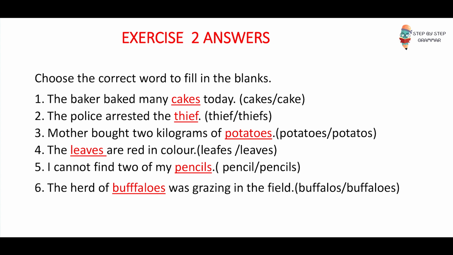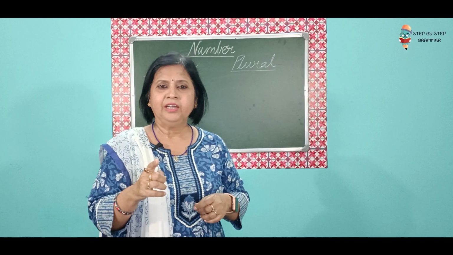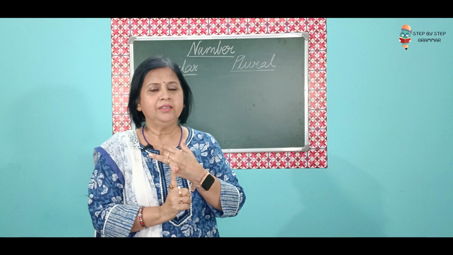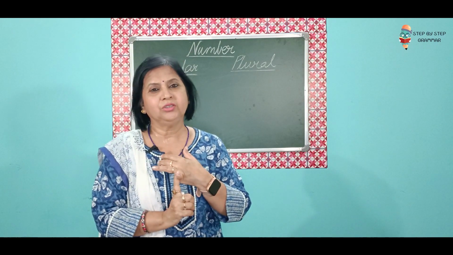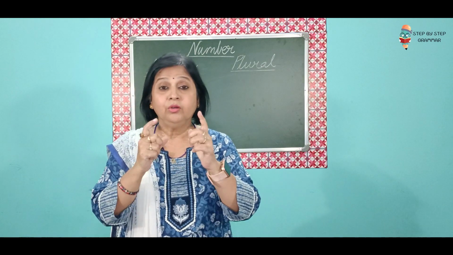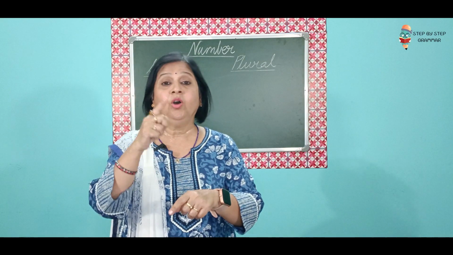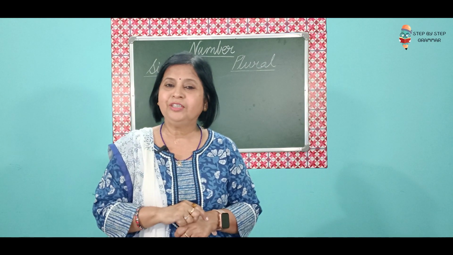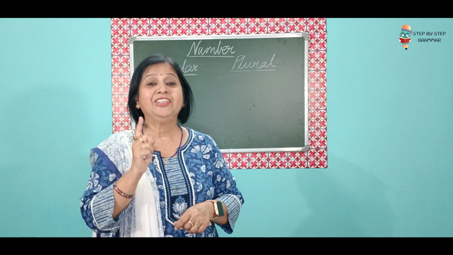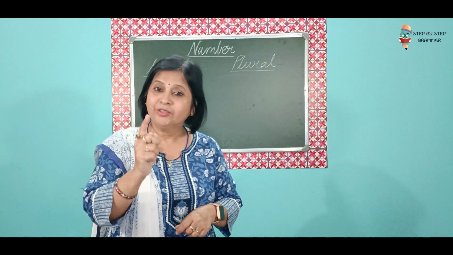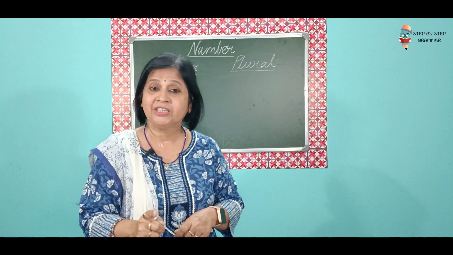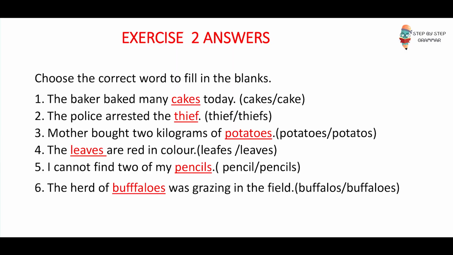The next one, the police arrested the dash. And in the bracket you have thief and you have thieves. Now, the doesn't tell you whether it is one or it is two. So, where do we find out from? Look at the options, thief or thieves. What is the plural of thief? It is thieves. So, that means the option given, thieves, is correct. Thiefs, with the S, is wrong. So the correct answer is thieves.